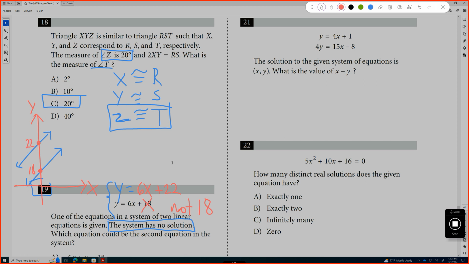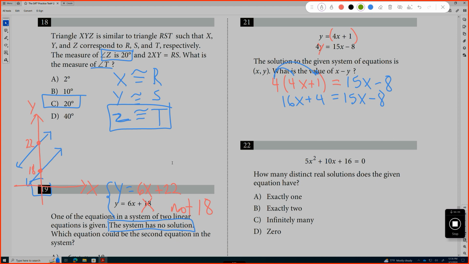I'll show you what it says. In this system of equations, I'm going to use the value of y, which is in terms of x, 4x plus 1, the same thing as y, and I'm going to place it in the second equation. So this will look like 4 times (4x plus 1) is equal to 15x minus 8. Okay, distributing: 16x plus 4 equals 15x minus 8.